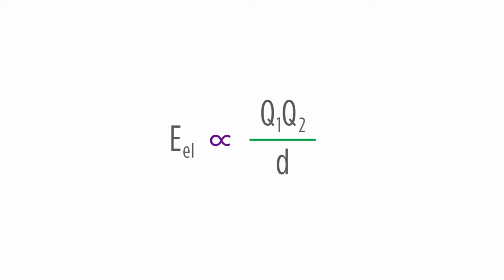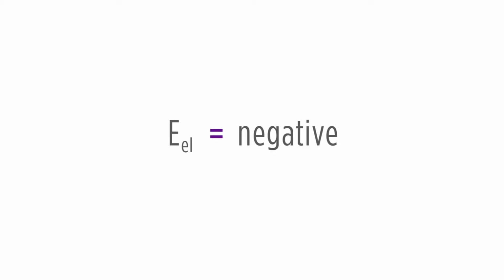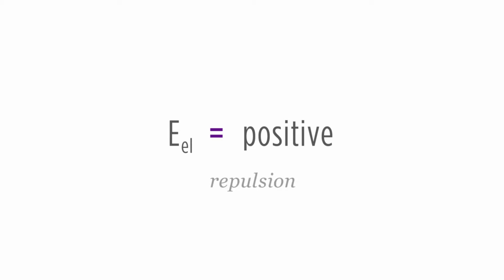When we do this calculation, if the electrostatic energy is negative, then that's an attraction. If we have a positive and negative charge, we'll end up with a negative electrostatic energy. That's an attraction. If electrostatic energy equals positive, then we have a repulsion. We would get this if we had two positive charges or two negative charges.